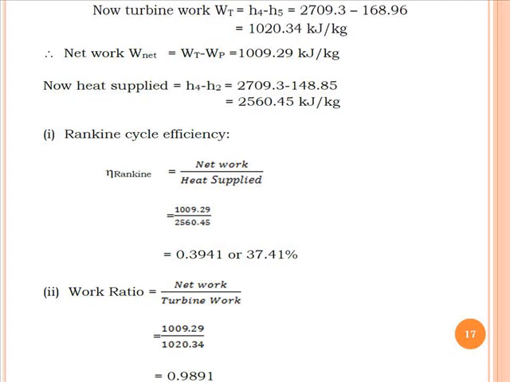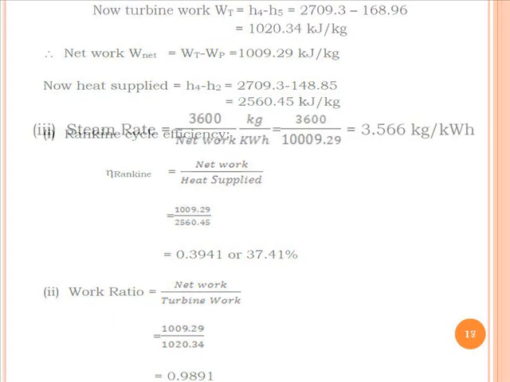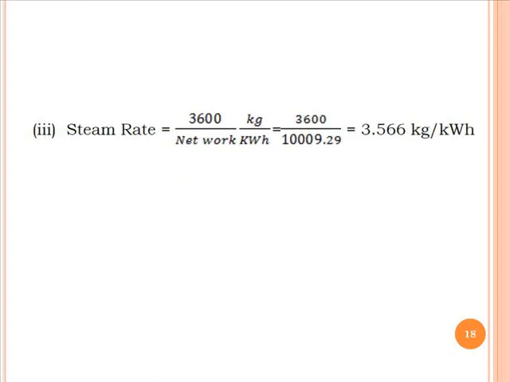So net work is available, that is turbine work minus pump work, and heat supplied, that is H4 minus H2, that is also available. So we will get efficiency of Rankine cycle, that is net work available divided by supplied heat, that is 37.41%, and the work ratio, that is net work available divided by turbine work, so that is 0.9903, that is the work ratio. Similarly, we have to find out the steam rate in terms of kilowatt hour, so that is 3600 divided by net work available, so we will get the value 3.566 kilogram per kilowatt hour.